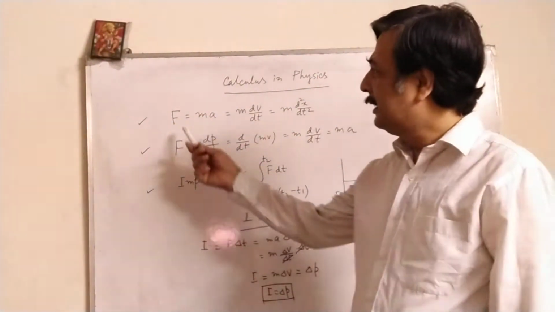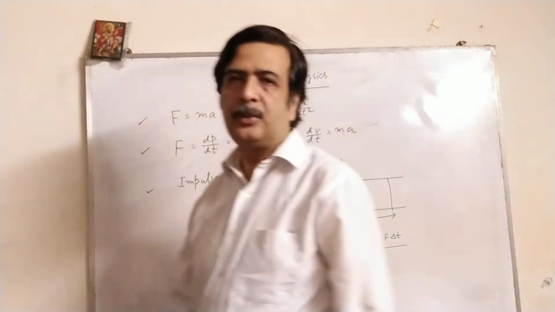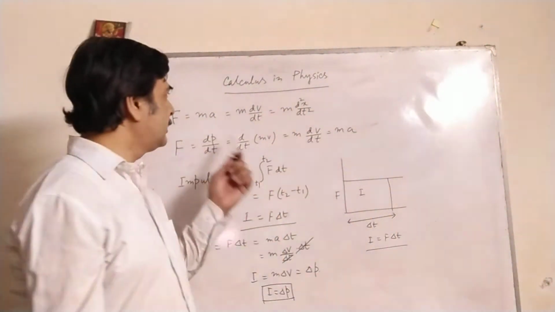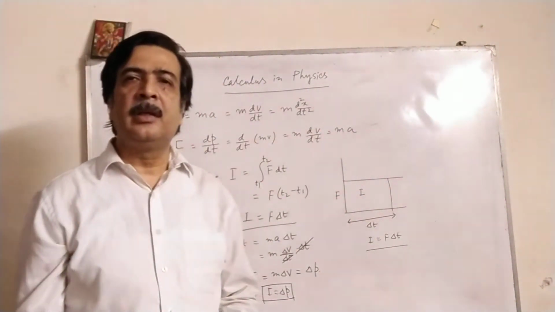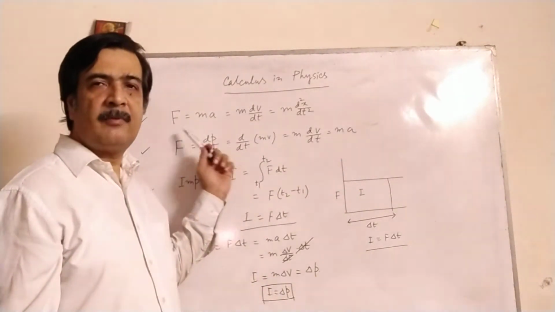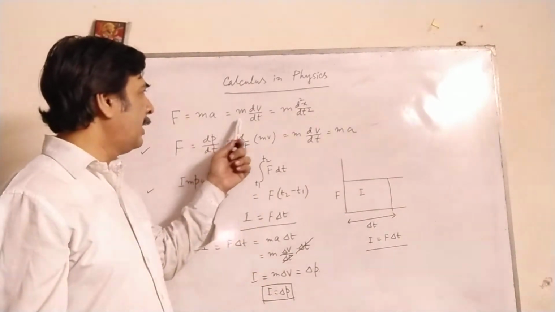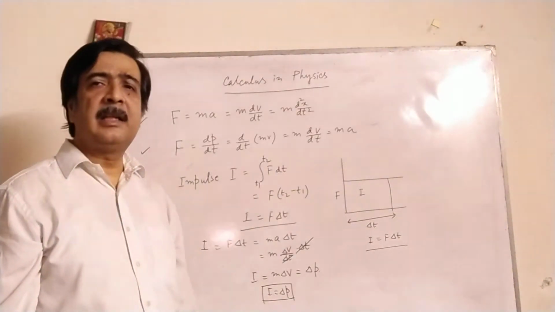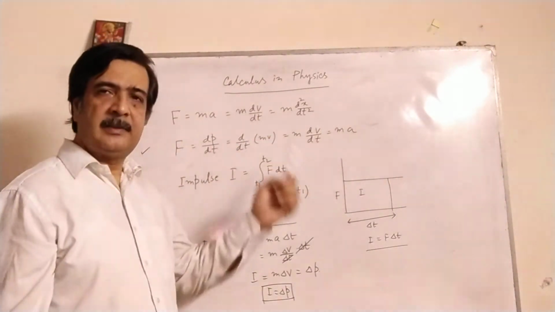So now F is equal to ma, you know. Force is equal to mass into acceleration. From Newton's second law of motion we can derive it. So I have written F is equal to ma: force F, m mass, a acceleration. Now acceleration is the rate of change of velocity, therefore I can represent it as dv/dt.